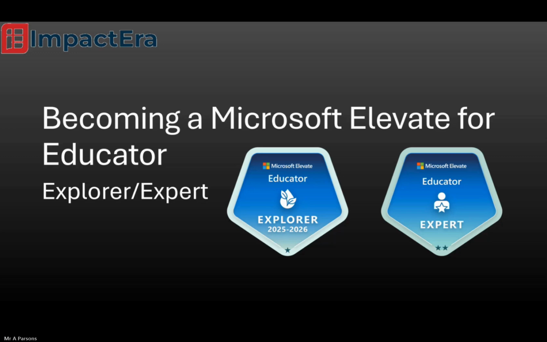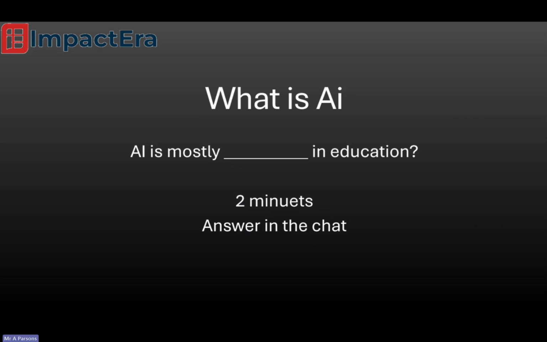The first bit we come to is probably the most important question: what is AI? Before we start looking at how to think about it in the classroom, it's that exact thing. Because everybody's at different stages, the question I'll pose to you is: AI is mostly what in education? This question comes straight off the Elevate Educator Explorer AI course. It's on one of the first pathways, and it's a thinking point.